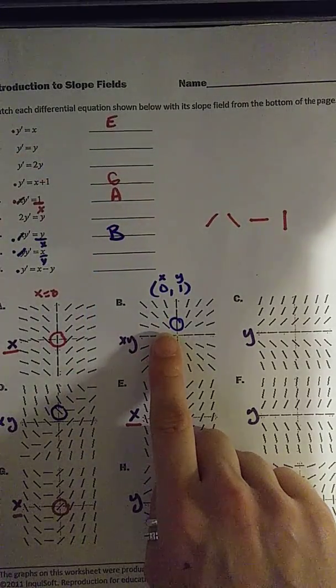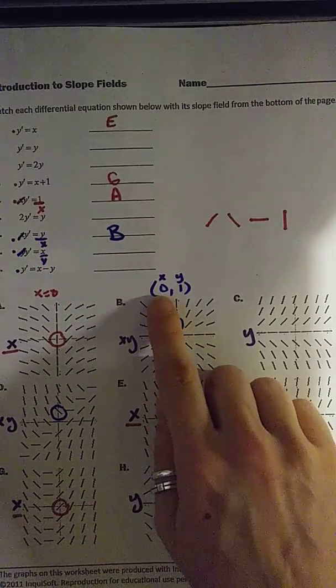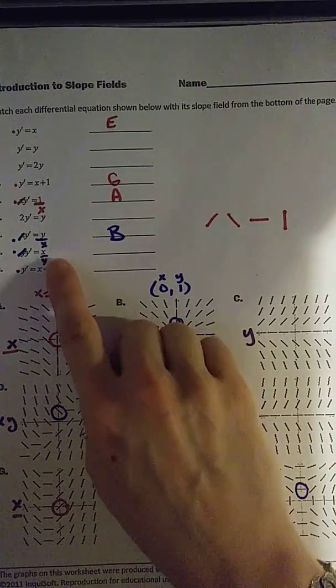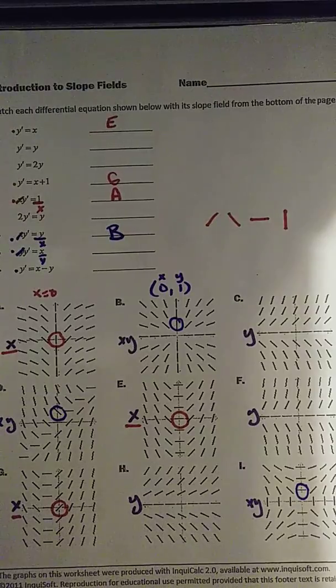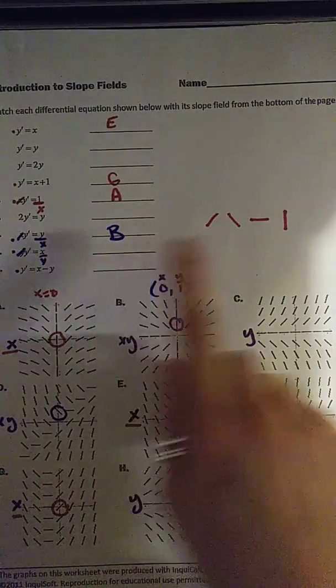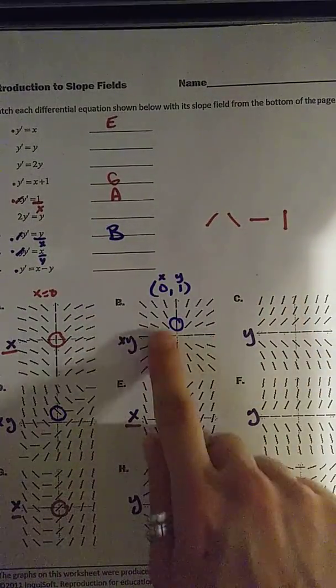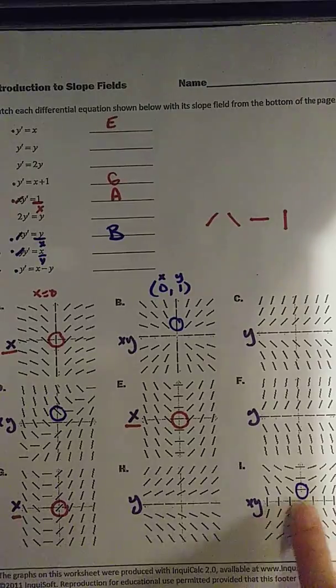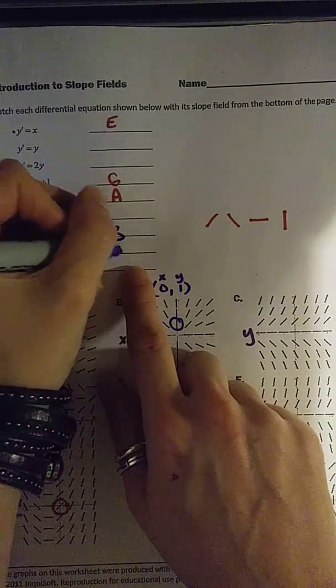There we go. For the next one, x divided by y, I've got my x is 0, y is 1. That's 0 divided by 1. Anything divided by 1 is itself, so 0 divided by 1 is 0. Awesome. So that means that this is a 0 slope, which is that straight across slope. So which one of these has straight across? That one right there. I is straight across, so this must be I.